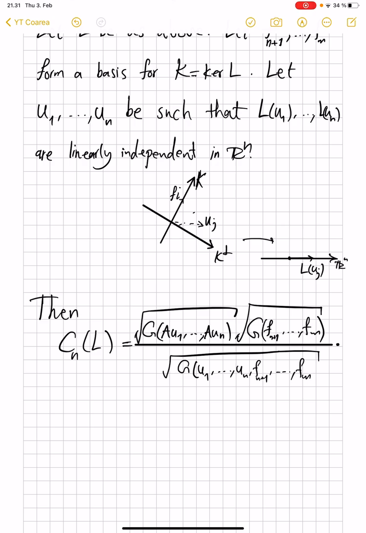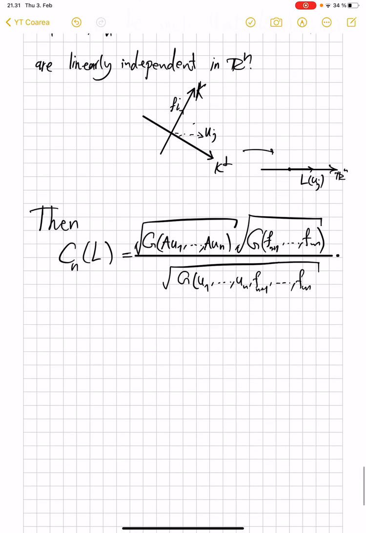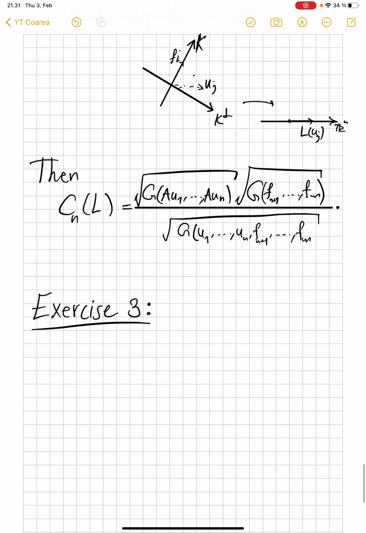One last thing for today is, maybe I should also make this an exercise. I have a proof and I had made it ready for use, but I don't want to go on forever. So fix L from Rm into Rn as before, linear.